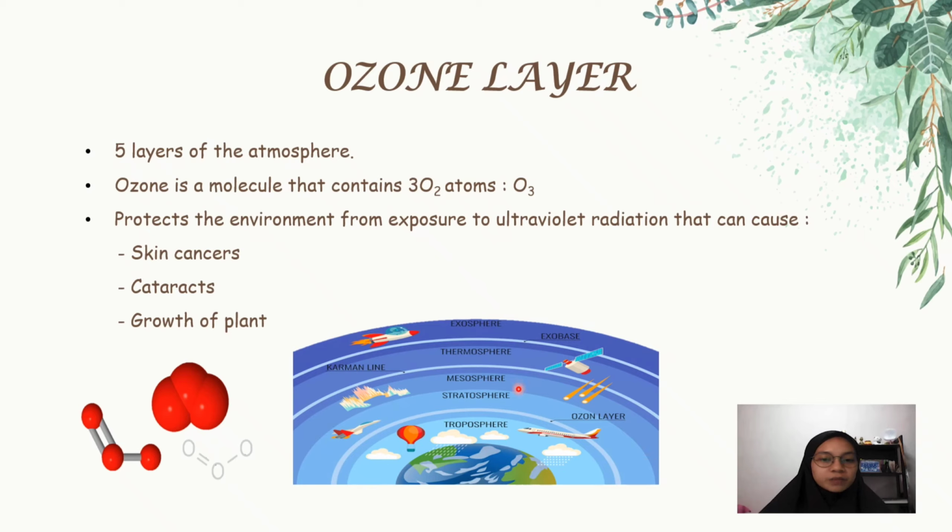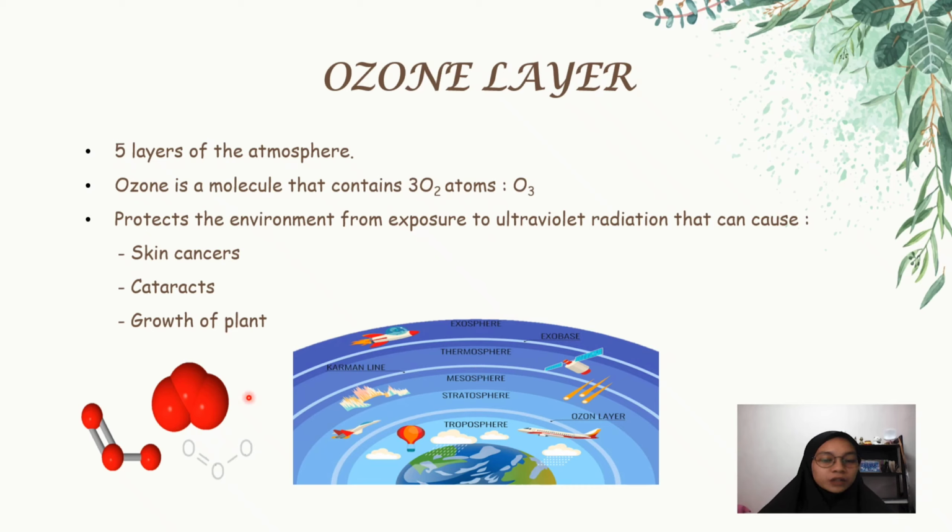The third layer is the mesosphere, where the meteors burn up. The fourth layer is the thermosphere. It is a layer of Earth's atmosphere. The aurora mostly occurs in this layer. The fifth layer is the exosphere. The layer is extremely thin.